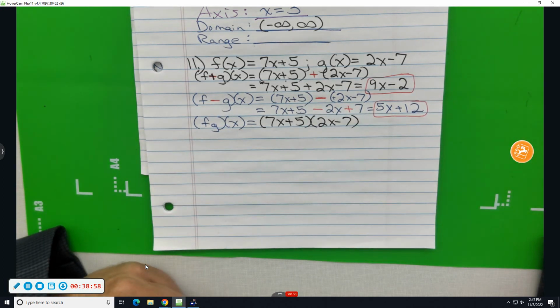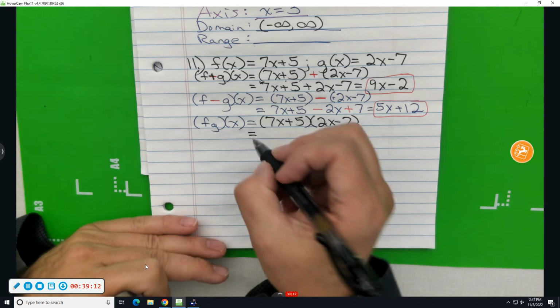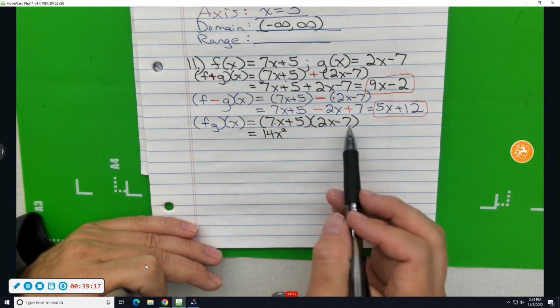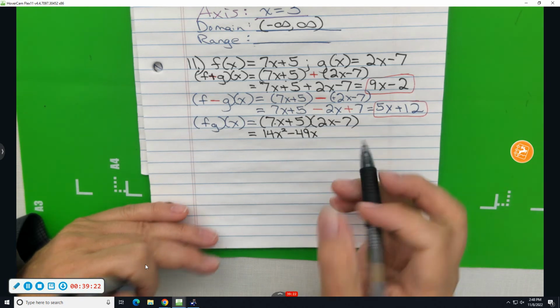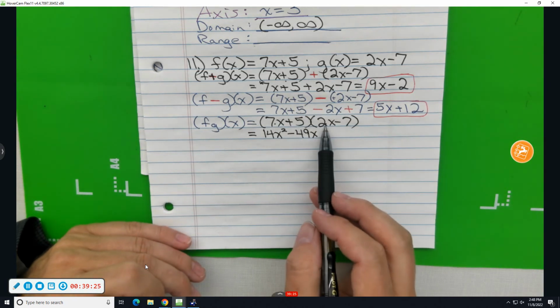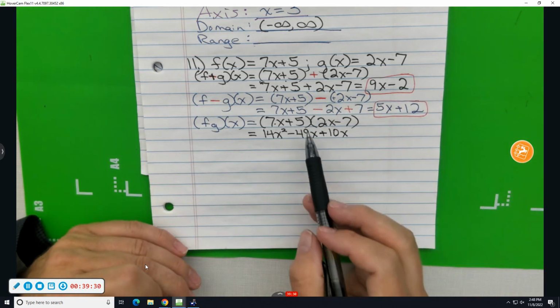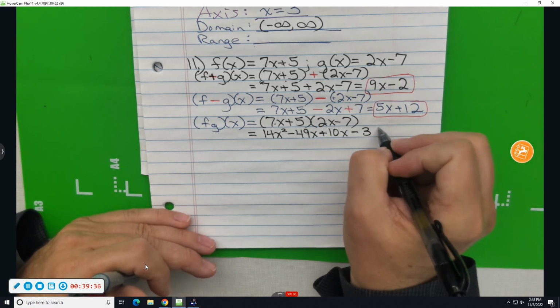What's that going to give us? What are we going to have to use here? How are we going to multiply a binomial times a binomial? Yes, FOIL it out. So first, 7x times 2x is 14x squared. Outer, 7x times a negative 7 gives us a minus 49x. Inner, positive 5 times 2x is a plus 10x. Last, positive 5 times a negative 7 is a minus 35.